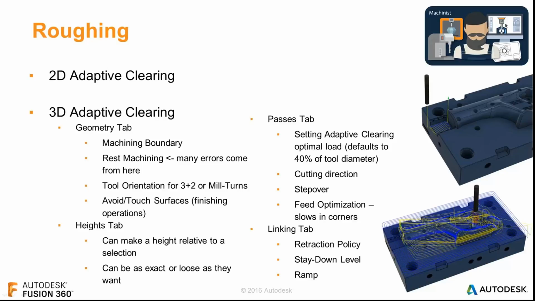So there's a few tabs that we will need to look at. The geometry tab will allow you to define what the boundary is if there is rest machining. So if you're starting from a partially finished part, you can say rest machine, so it will only look for geometry that hasn't been removed. You can also set your tool orientation if you are doing 3+2.